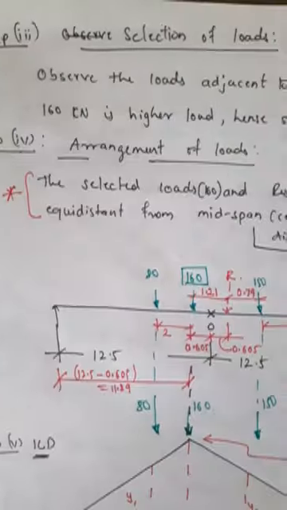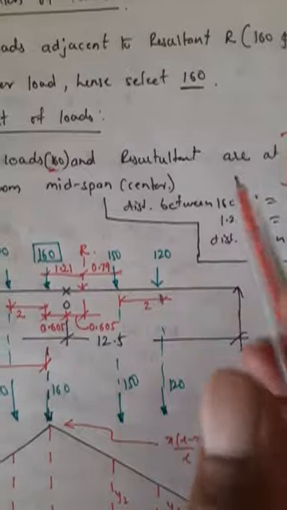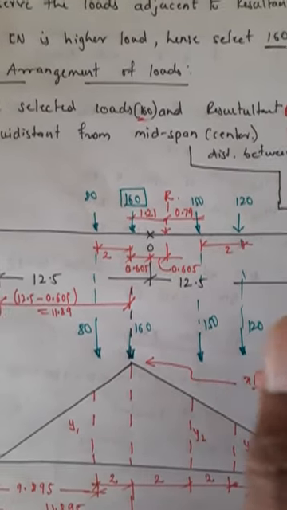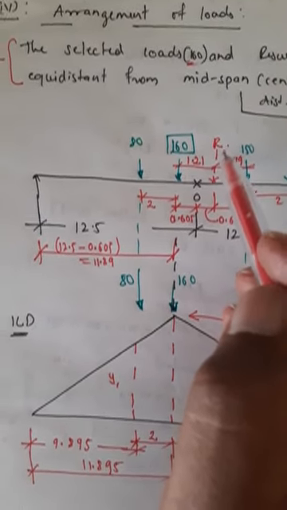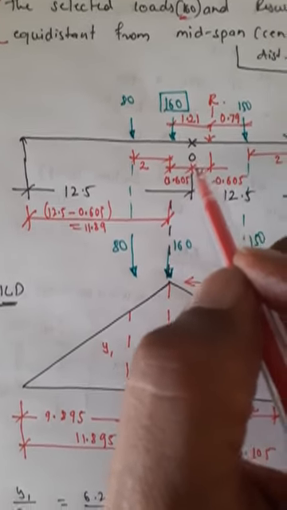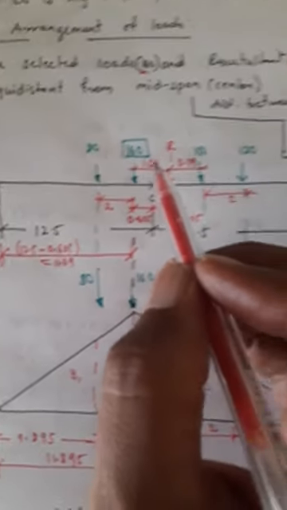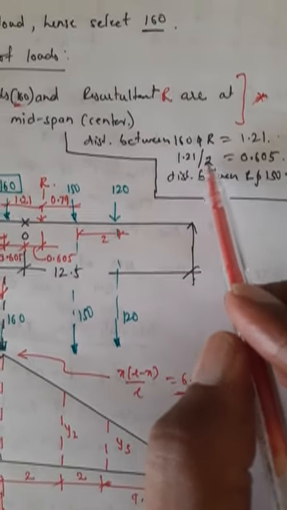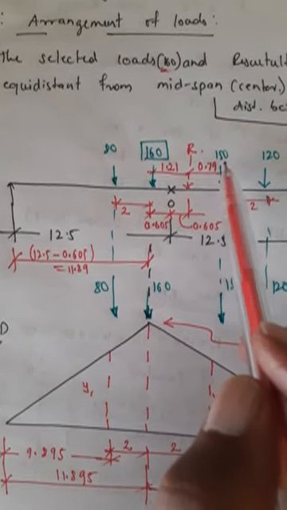Next step 4, arrangement of loads. The selected load, 160, and resultant R are equidistant from midspan or from the center. Now I have to place this combination of loads in such a way that my selected load 160 and resultant R are at equal distance from midspan. Say midspan is 0. Midspan means center. Now already I know distance between 160 and R is 1.21. Equidistance means half. 1.21 divided by 2, 0.605.